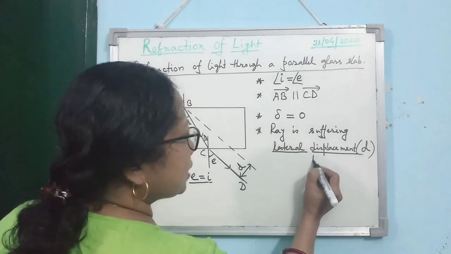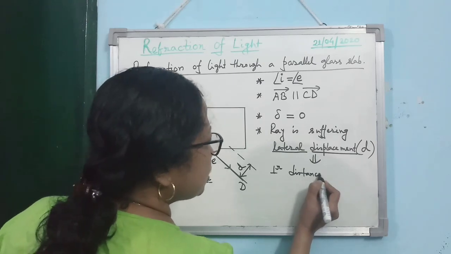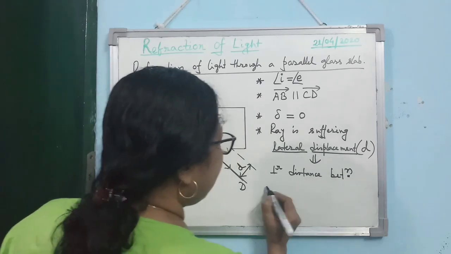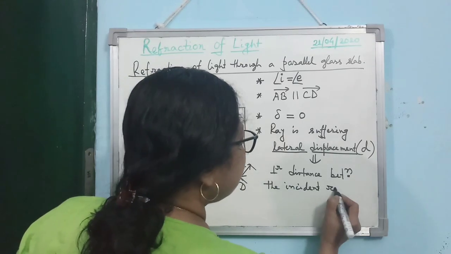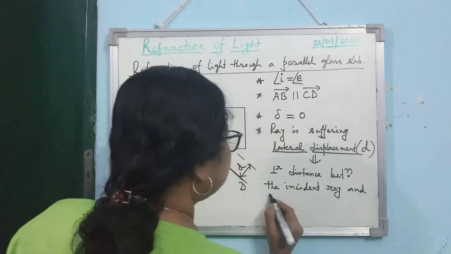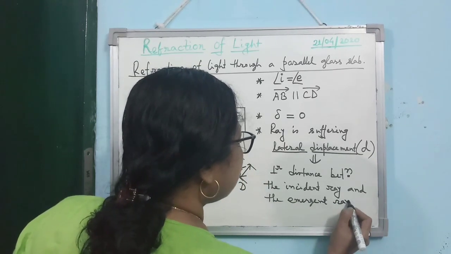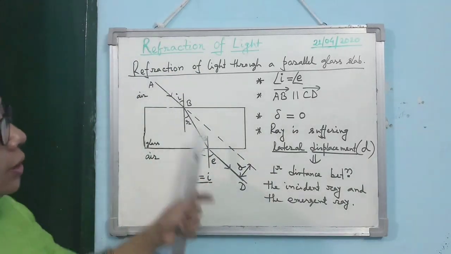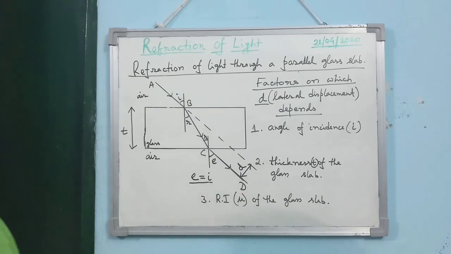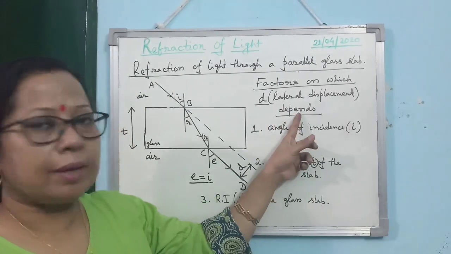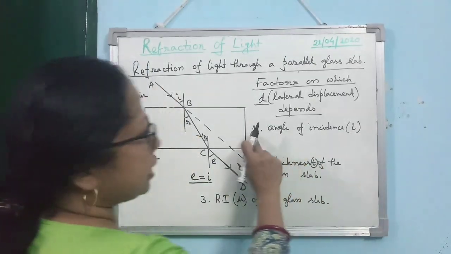Is that clear? So you must learn the definition of lateral displacement. What is lateral displacement? I said it is the perpendicular distance between the incident ray and the emergent ray when light is suffering refraction through a parallel glass slab. Next, lateral displacement depends on which factors? Lateral displacement depends on the angle of incidence. This is the first factor.